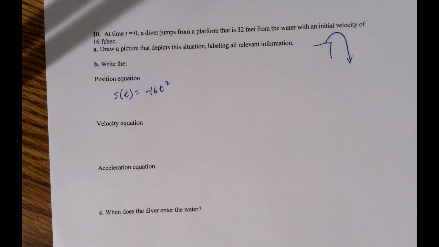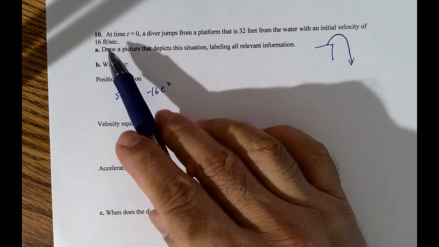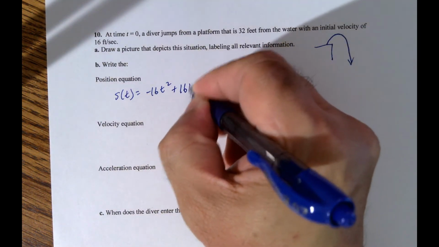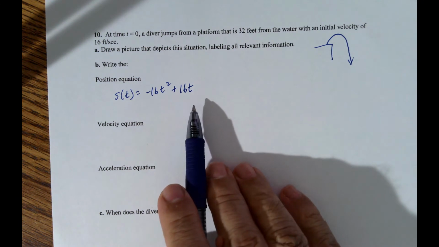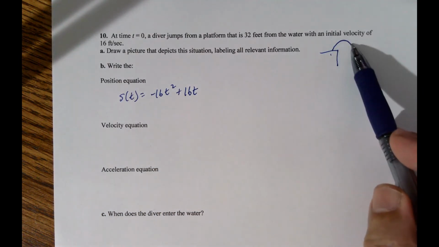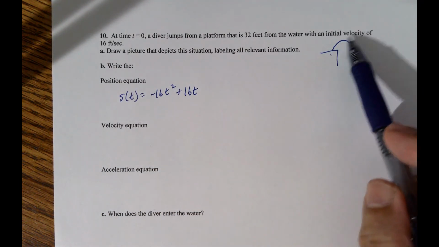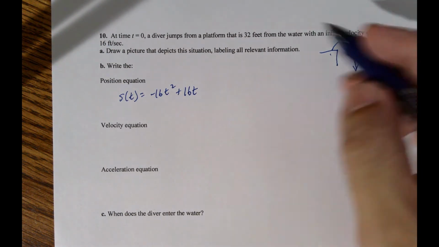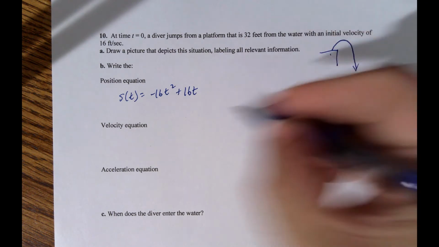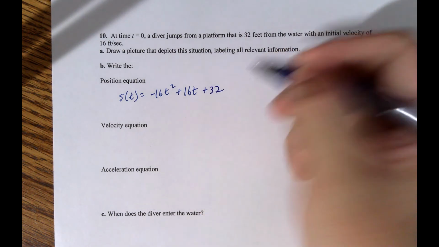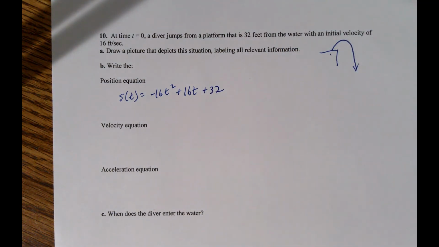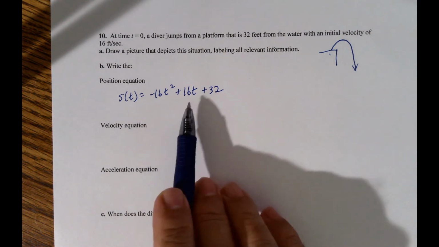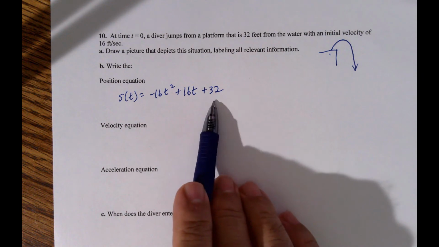All right, let's continue. They give us an initial velocity of 16 feet per second. So initial velocity is the next term here. So it's 16t. And notice it is positive, right? You're jumping up from the platform, so you're moving away from the Earth. Hence, it's a positive velocity. And then we have, it's 32 feet from the water. So that's our initial position. And there it is. So negative 16t squared is for everything on planet Earth. This is initial velocity, initial position.